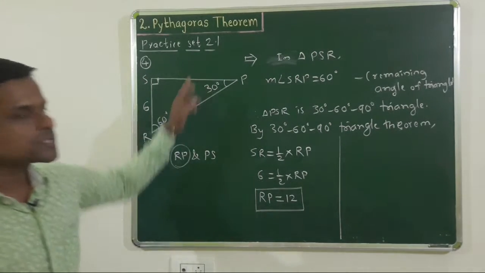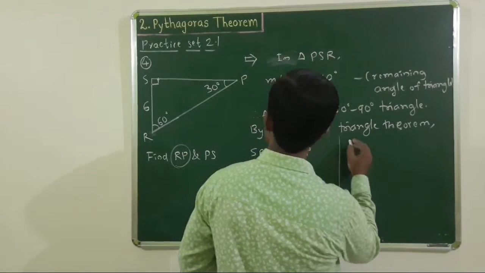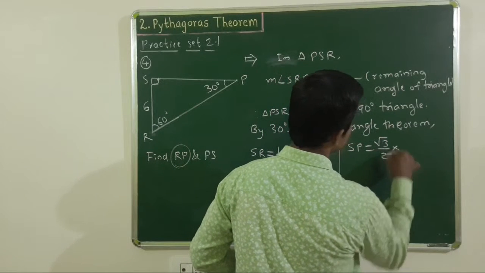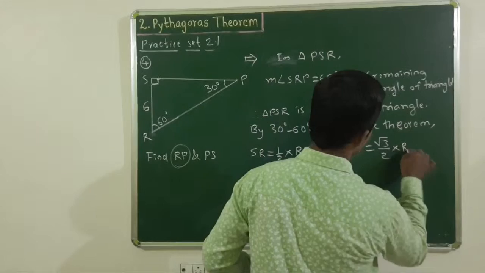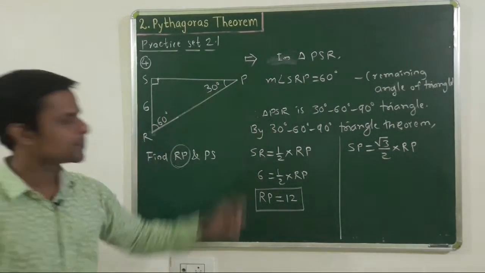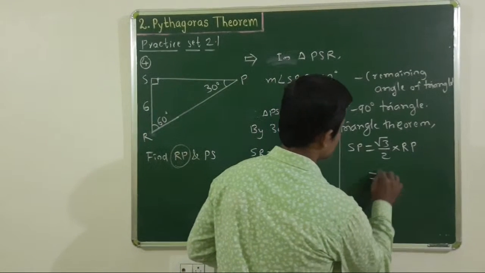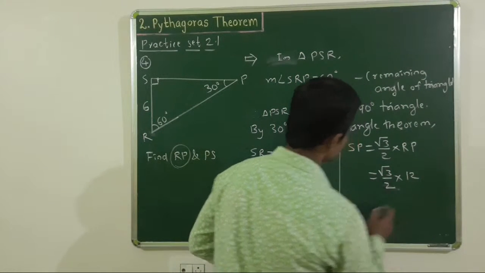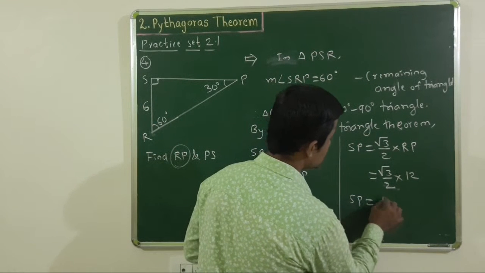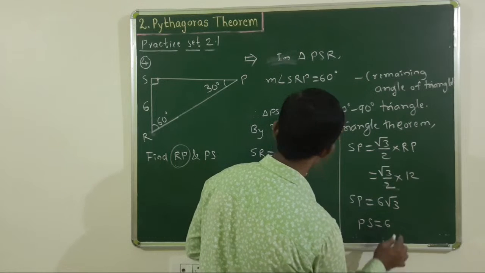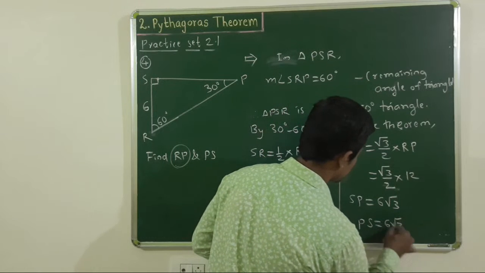Now side opposite to 60 degrees, that is SP, is equal to root 3 by 2 times hypotenuse, that is RP. SP is equal to root 3 by 2 times RP. RP is 12. Therefore root 3 by 2 into 12. Therefore we will get SP is equal to 6 root 3, means PS is equal to 6 root 3.